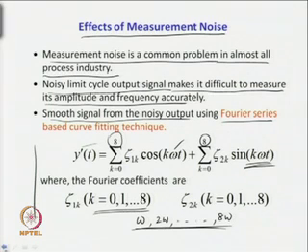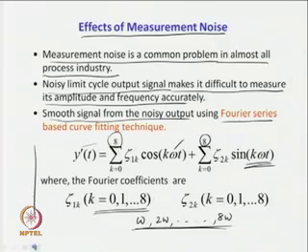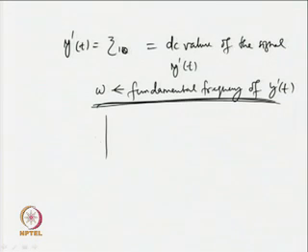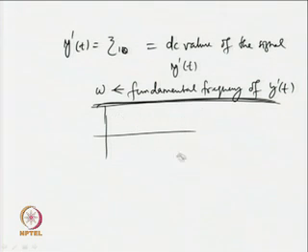Basically, the noisy signal will be represented by its equivalent Fourier series representation. Suppose the noisy signal is like this. Now it is very difficult to obtain correct information about its period or frequency, because at the zero crossings also you can have noise. So, let me draw this in a more realistic manner. I will have noise like this.